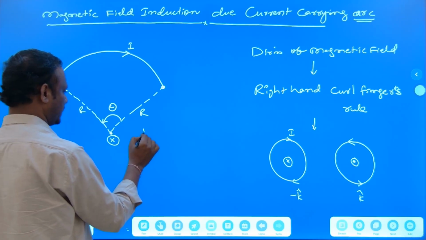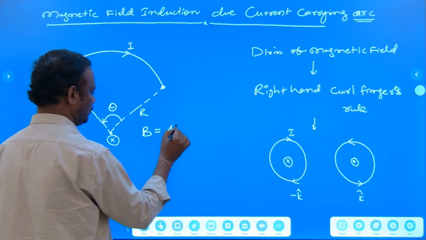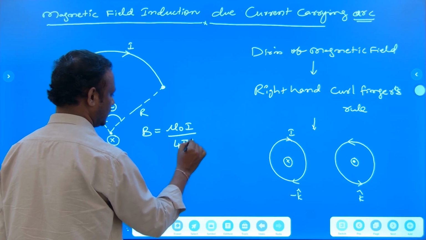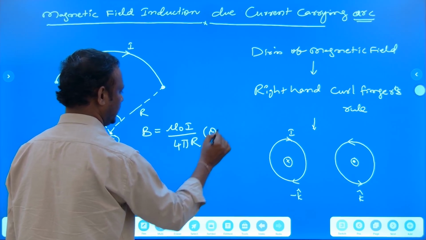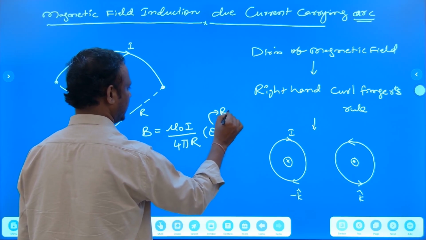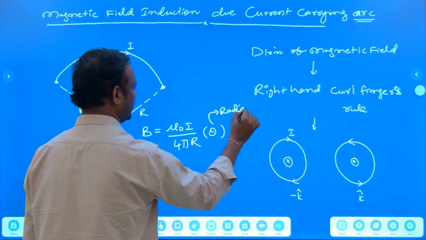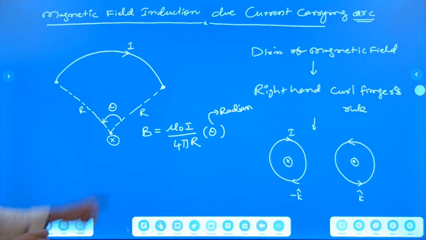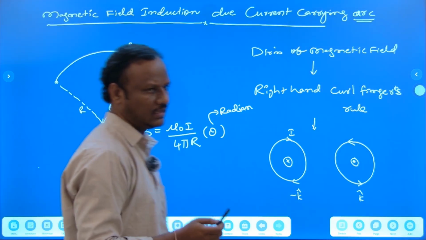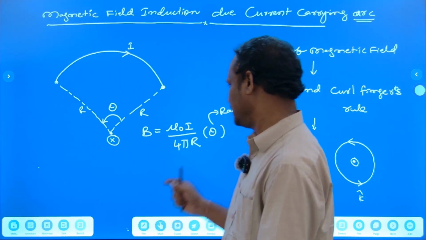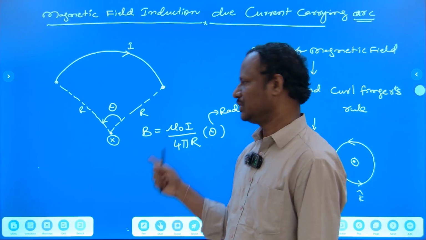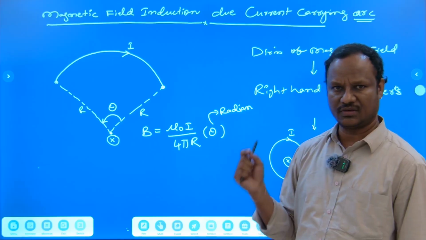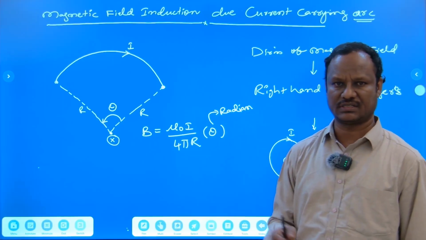So now we can go for this: B is equal to mu naught I by 4 pi r into theta. Theta must be in radians. So this is the basic information. By using this, I am going to calculate, because if you know this formula, it is useful at JEE Mains level and Advanced level, and for NEET students also.